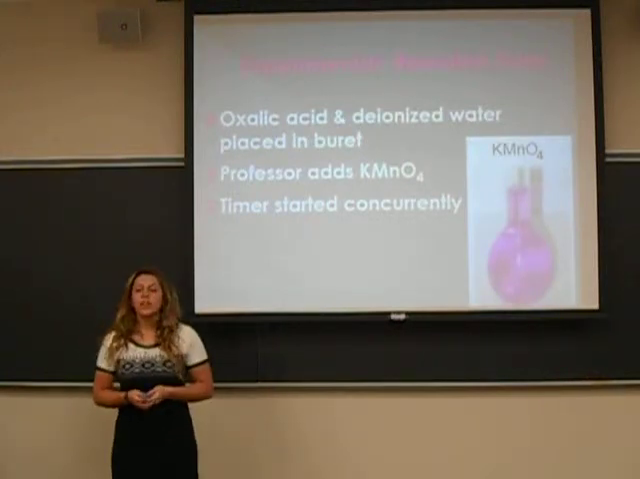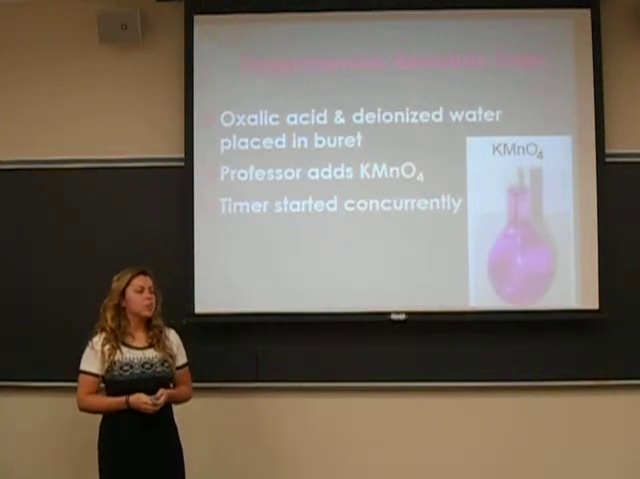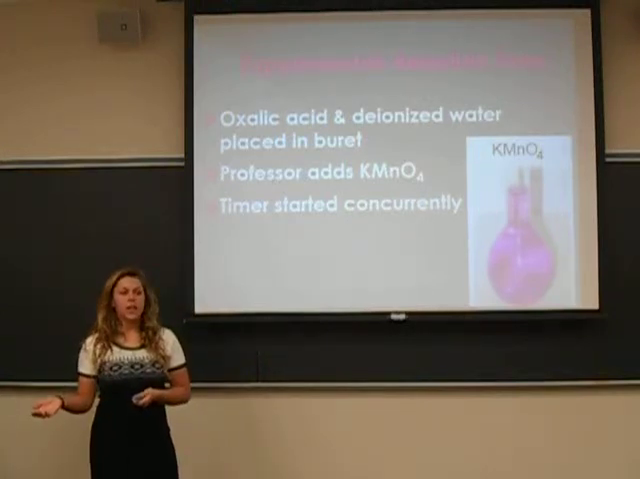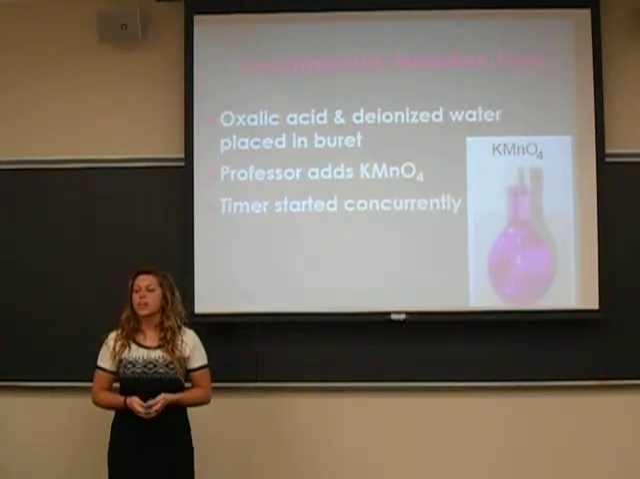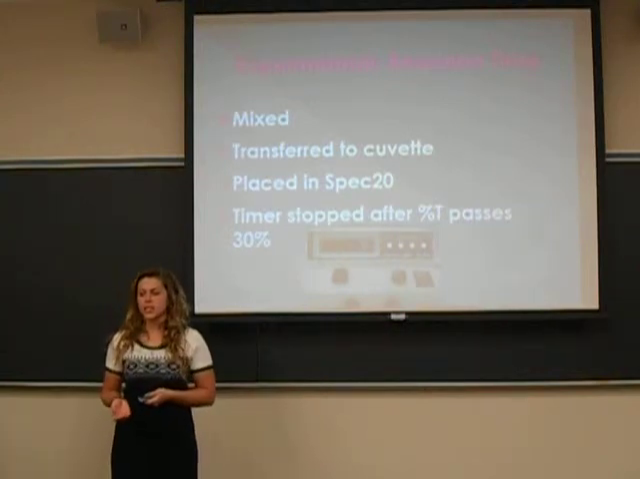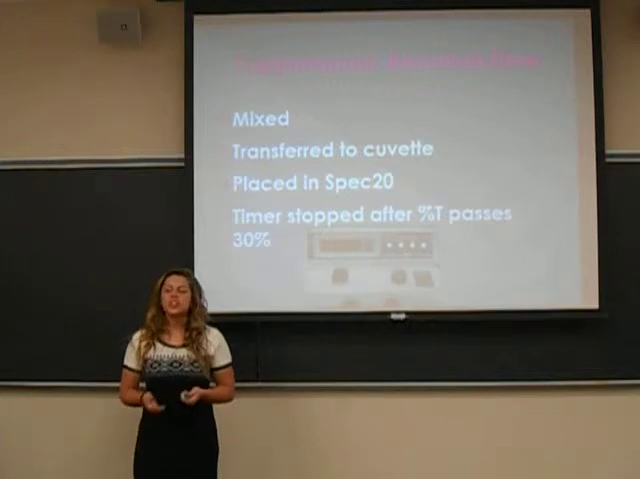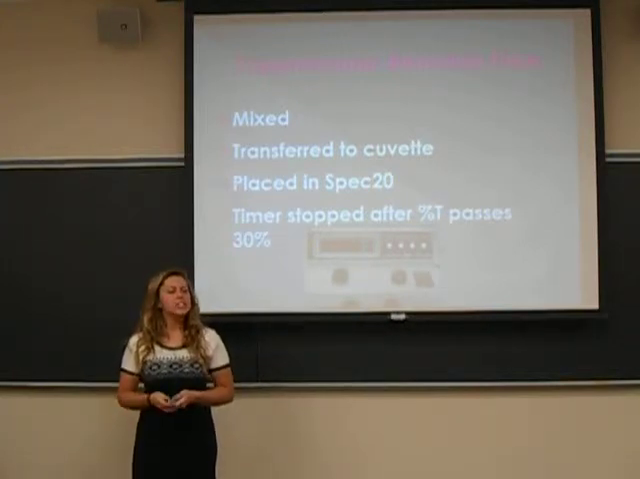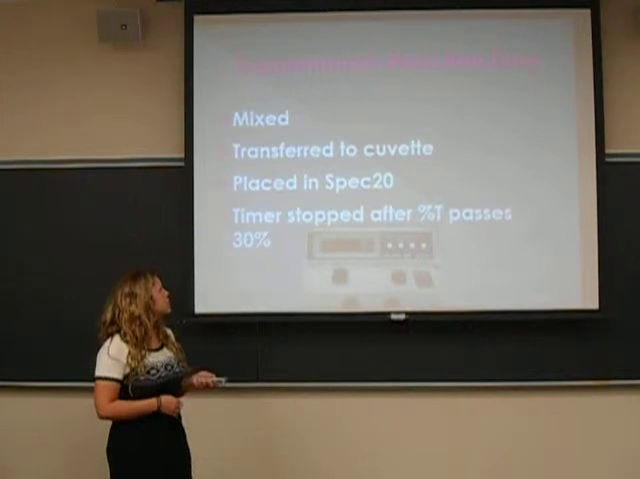It was important for us to first take the oxalic acid and place it in a burette with the deionized water. After that, the professor came around and added the permanganate. As the professor added the permanganate, we started the stopwatch concurrently. And from there, we mixed the solution thoroughly in the burette before transferring it to a cuvette. The cuvette was then placed in the CHE120, and we let the reaction take place until the percent transmittance was just past 30%. That was when we stopped the stopwatch.